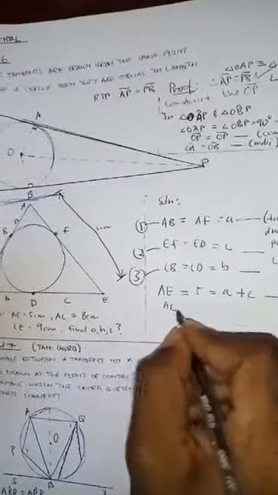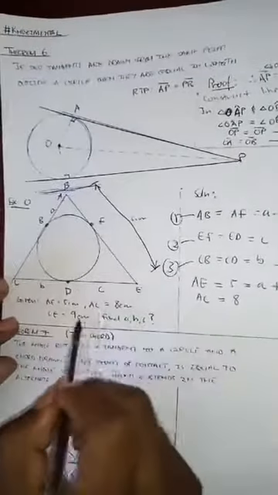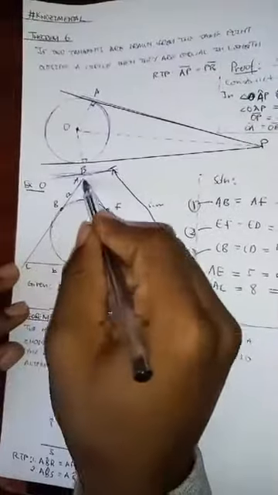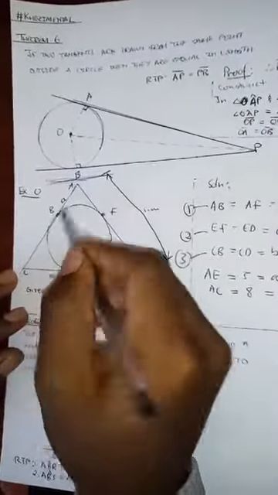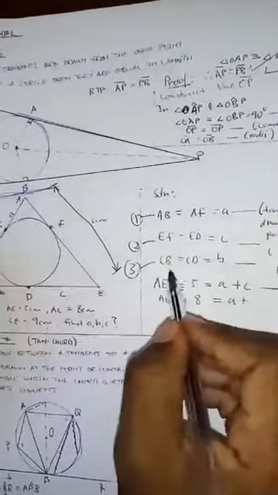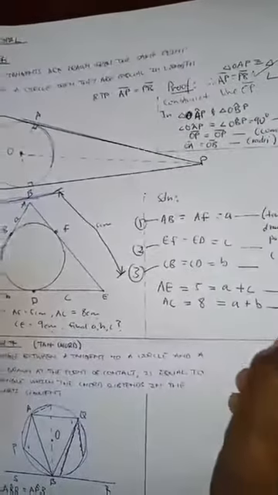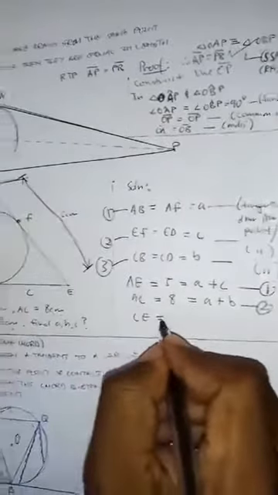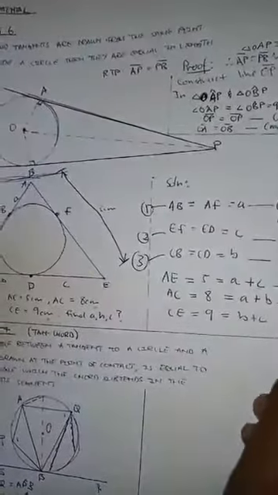And AC, which we are given as 8 centimeters, is from point A to point C, which is made up of AB and BC. We know AB is A, plus BC. We've shown BC, the same as CB, is B. So A plus B equals 8 is equation 2. And the last equation you get is CE is 9, which is B plus C. So this is equation 3.